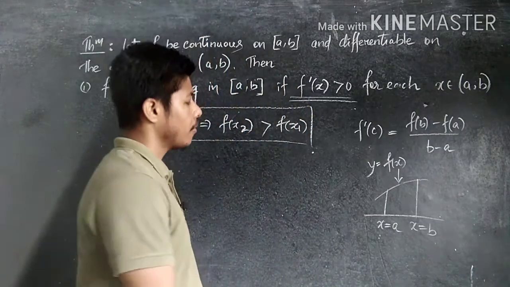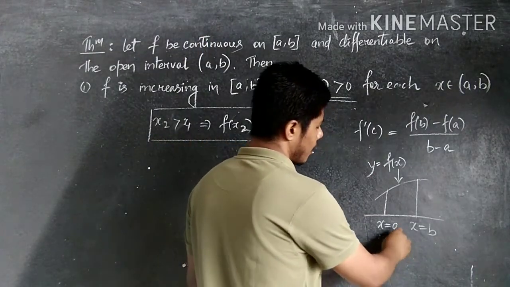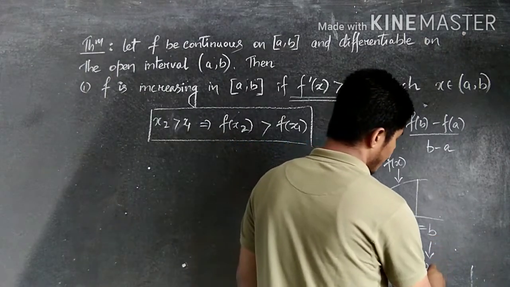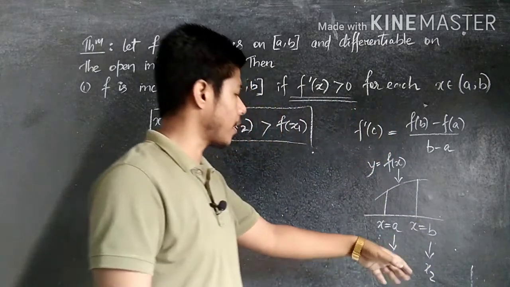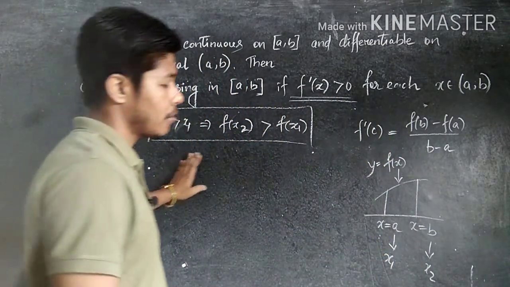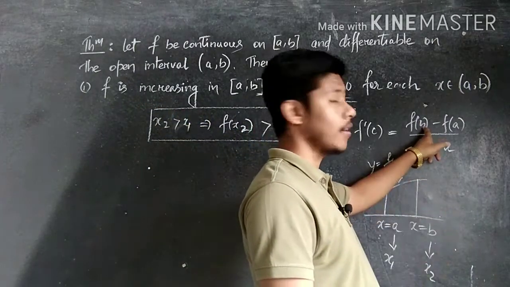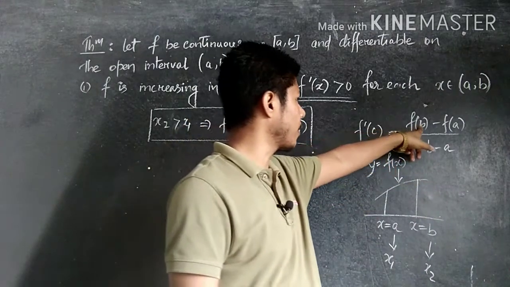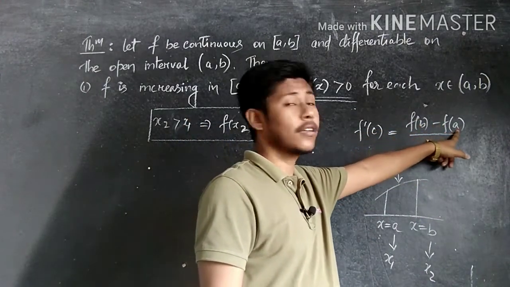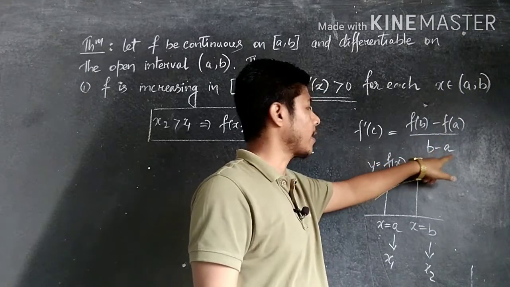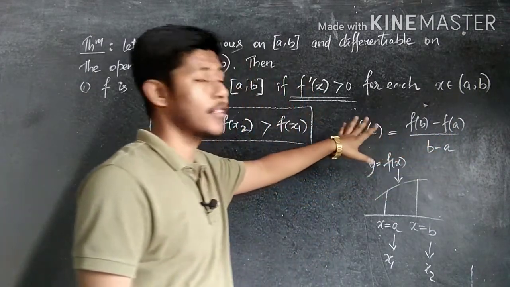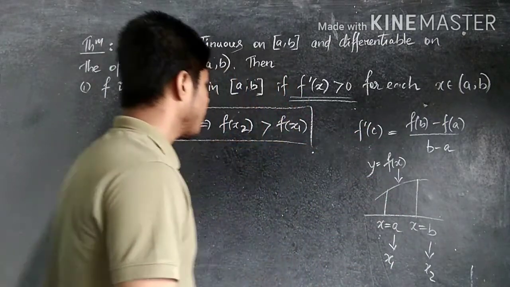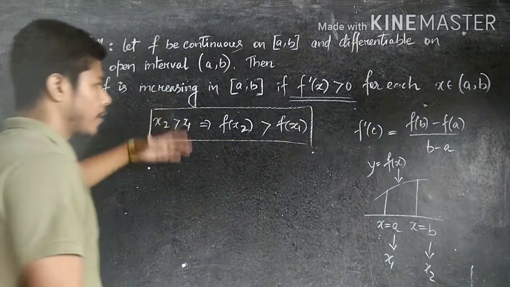Is it clear? So now in this case what do you have to do? In place of a we consider x1, and in place of b we consider x2. So x equal to x1 and x equal to x2 we consider. If we put these two values here, a as x1 and b as x2, then we get f of x2 minus f of x1, divided by x2 minus x1. And if we consider the point is c, then we get f dash of c.